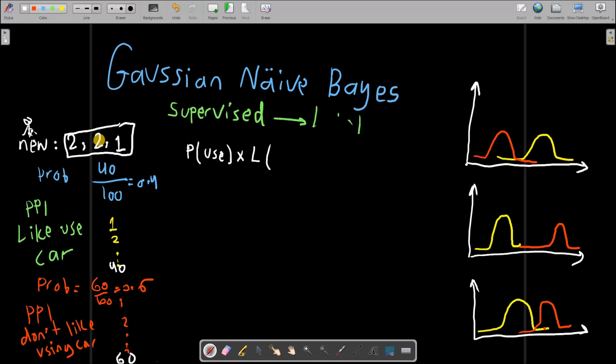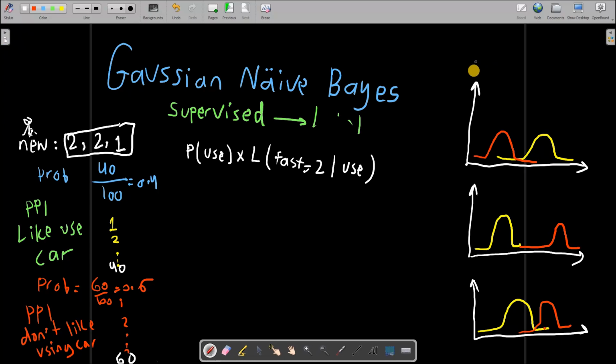When? How many times? Does he eat fast food a day? 2. So fast food equals 2, given that he uses a car. Okay, this is what we call conditional probability, and we can simply find it right here. Let me just label this quickly.